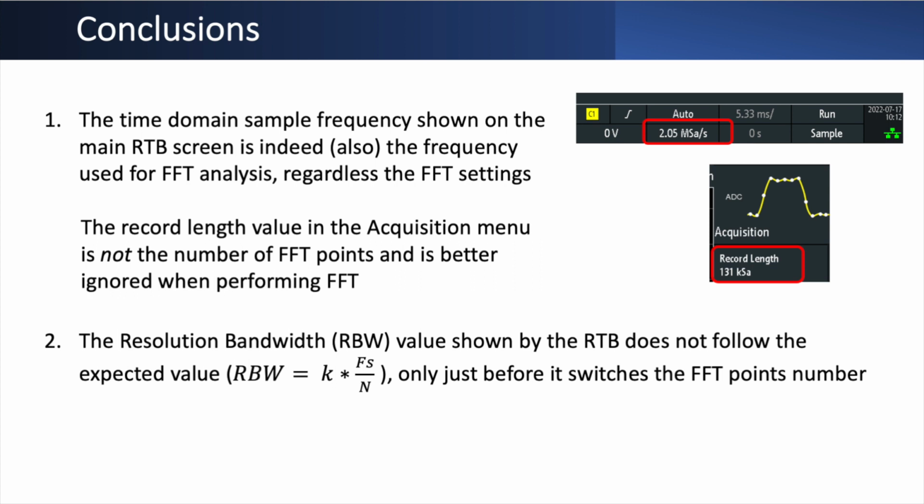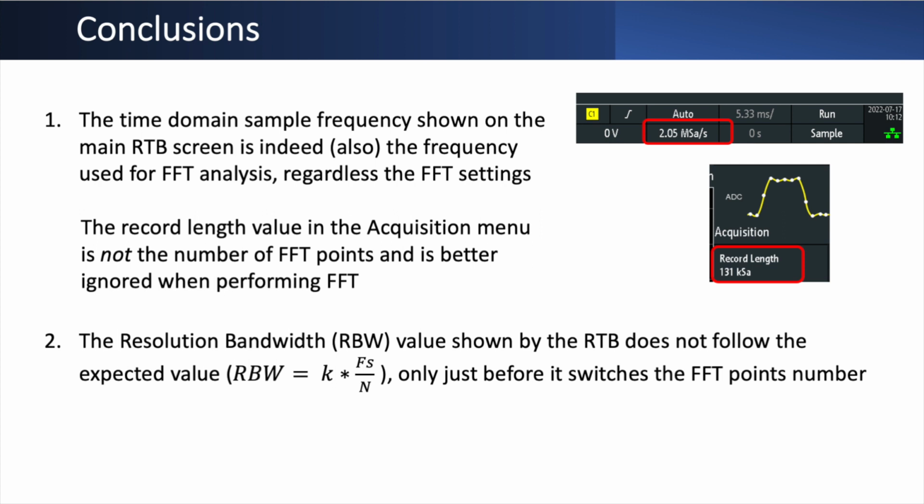The second thing that we learned is that this number that in earlier videos we've been looking at, which was called the record length, and which had this value mostly or always, I think, of 131 kilo samples, which nicely is the same as 128K, is not the number of sampling points for the FFT, or the number of FFT points. So I think that number better get ignored altogether.